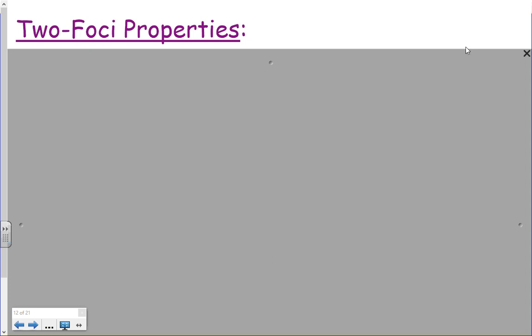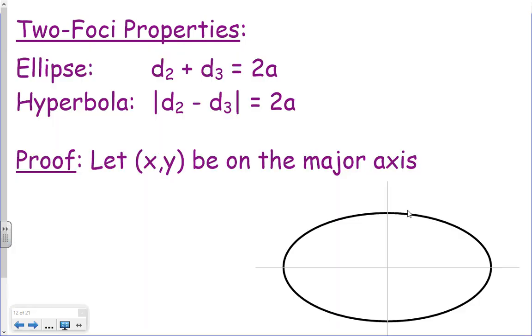All right, start with the two foci properties. Again, this is the property that we saw in the first part here for an ellipse. It turns out that d2 plus d3 is equal to 2a. And for a hyperbola, it turns out the absolute value of the difference between those two is also equal to 2a. To prove these, the proof of the hyperbola is a little bit more difficult.